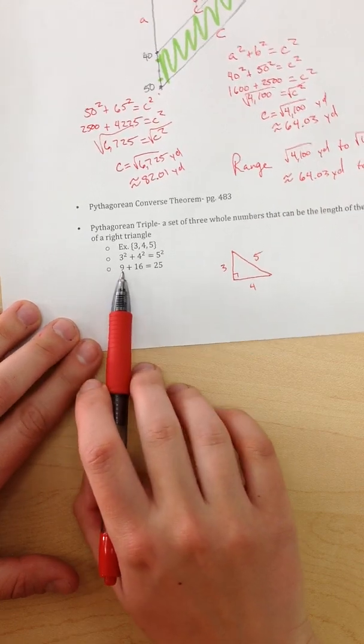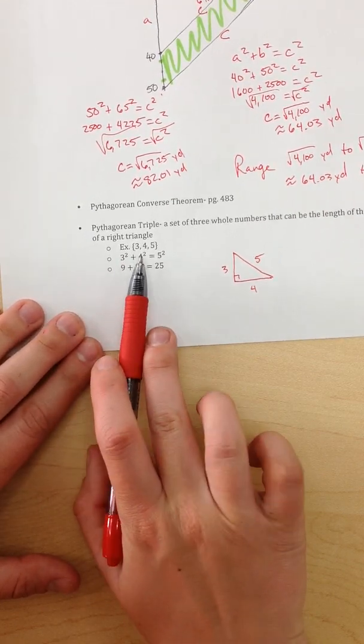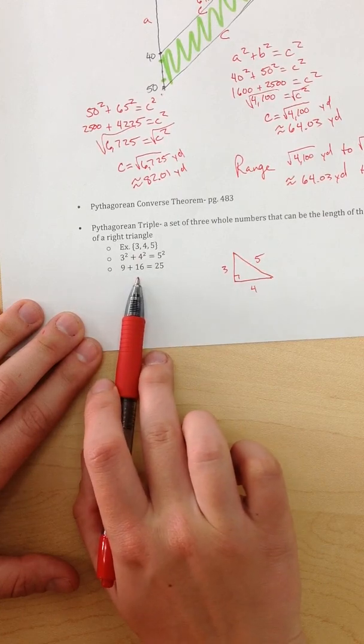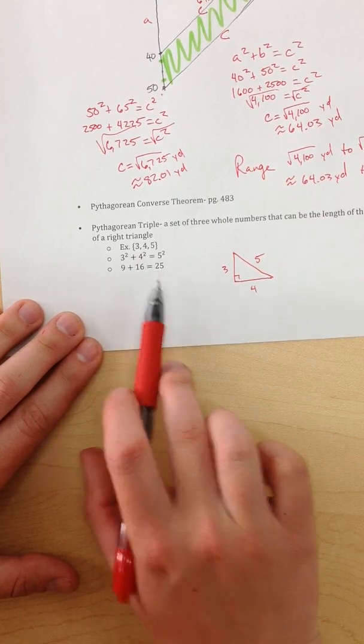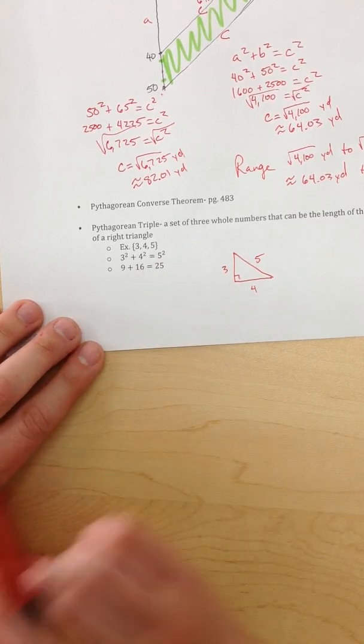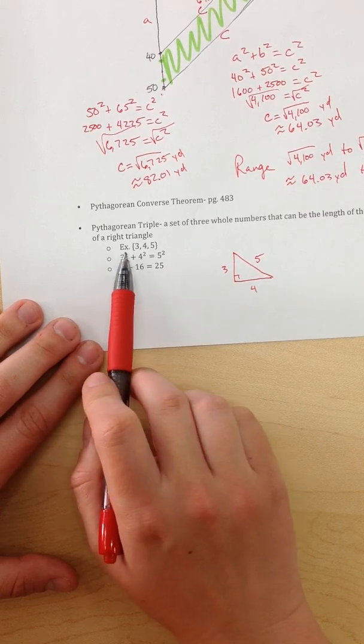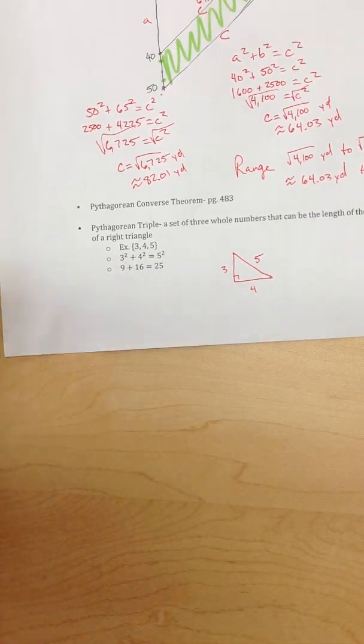And this is a Pythagorean triple because if I take 3 and square it, I get 9. 4 squared, I get 16. Add those together, I get 25. And if I took the square root of 25, that gives me my 5. So that formula there comes out to this here. Both sides are equal, so that comes out to be a Pythagorean triple.